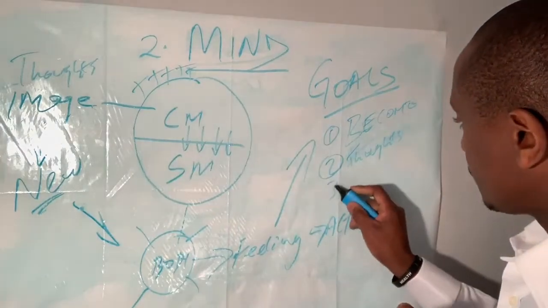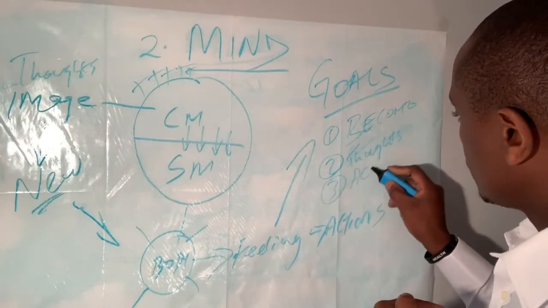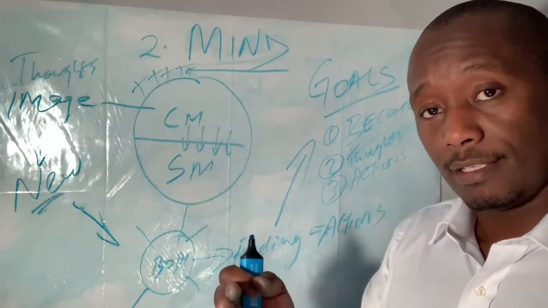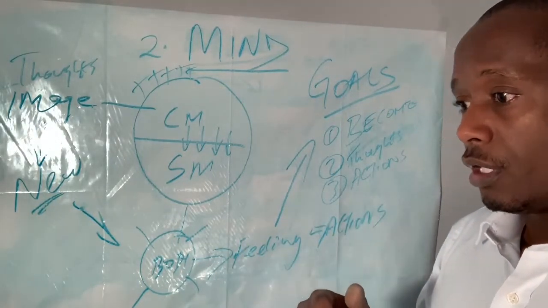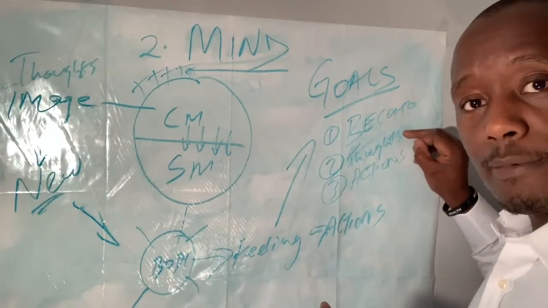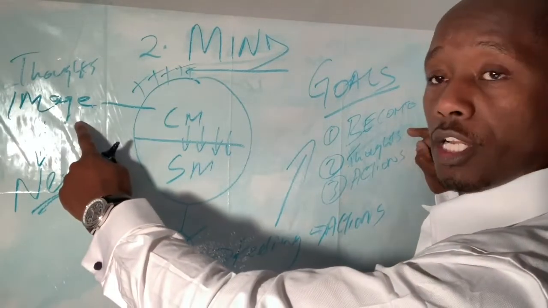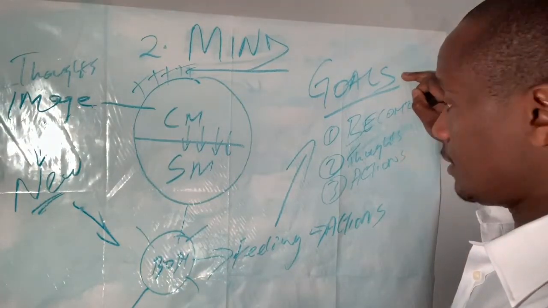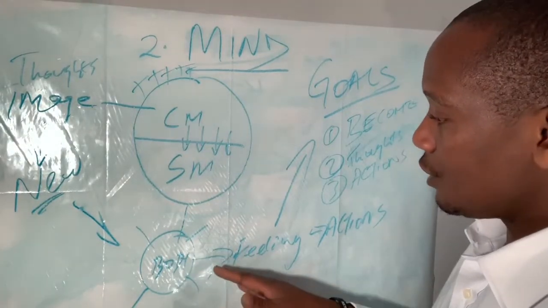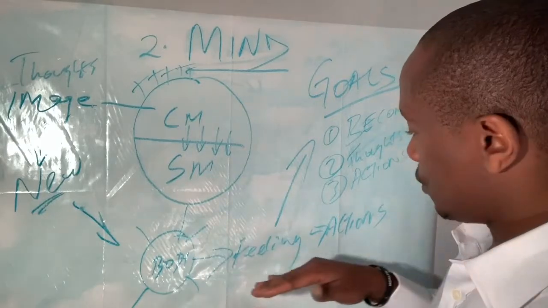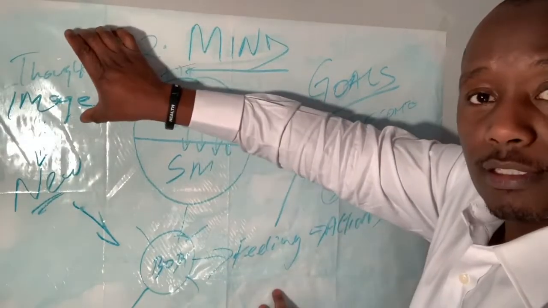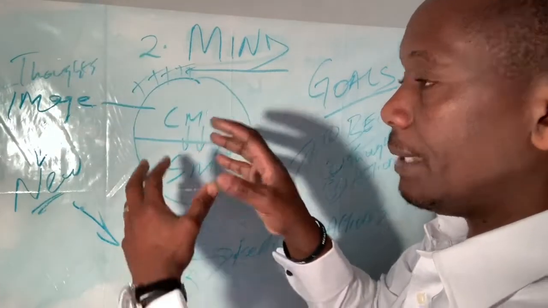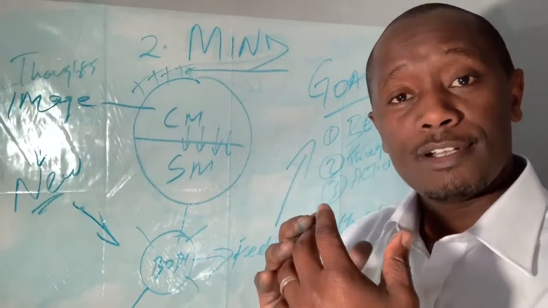And number three is actions. What actions do you need to take in order to manifest the thoughts and the images that you have, so that you can reach the goals that you set for yourself? So if you want to change your results, you've got to start by working with your images. Because the images you have in your mind are the operating system.